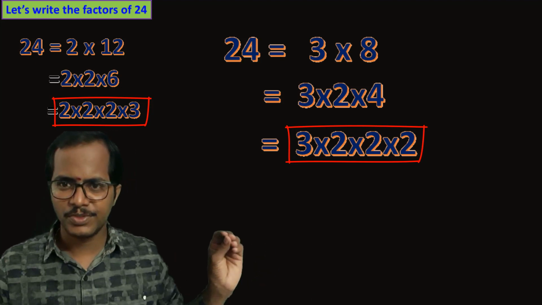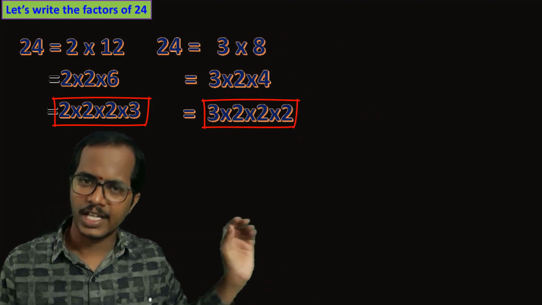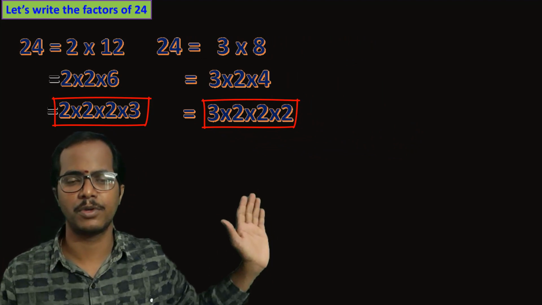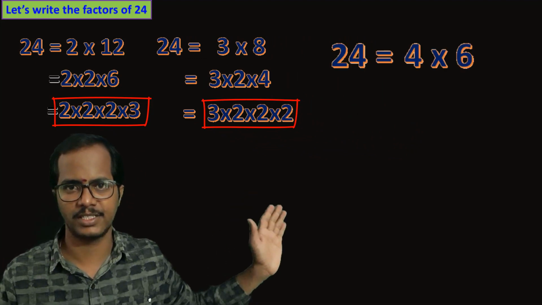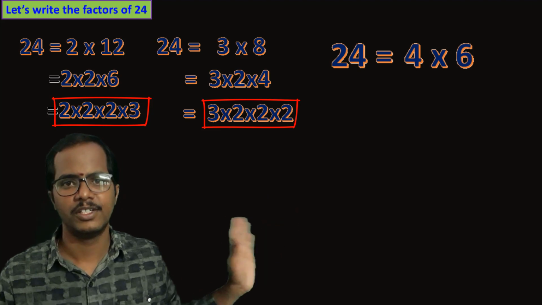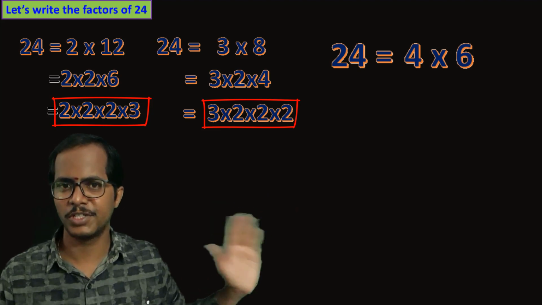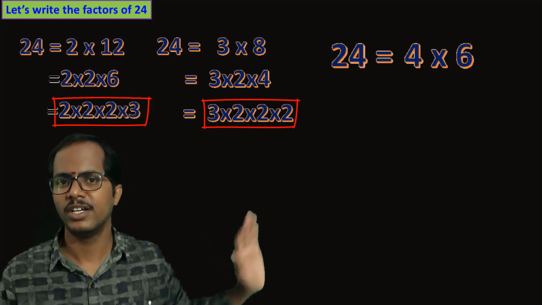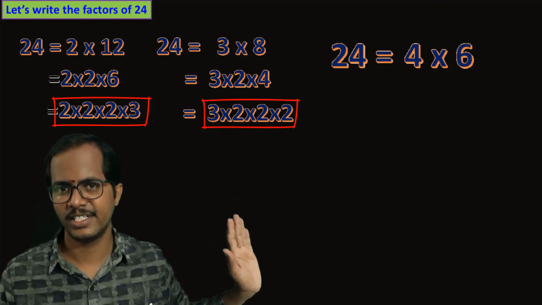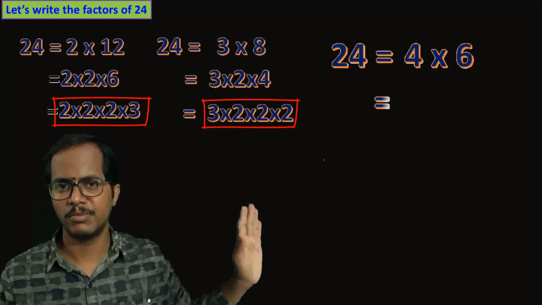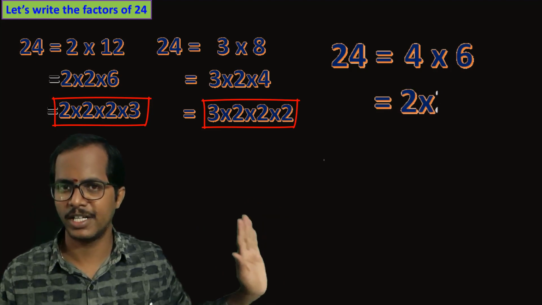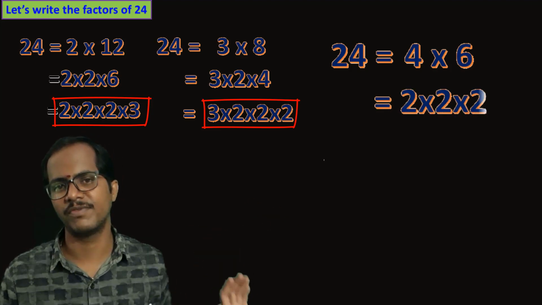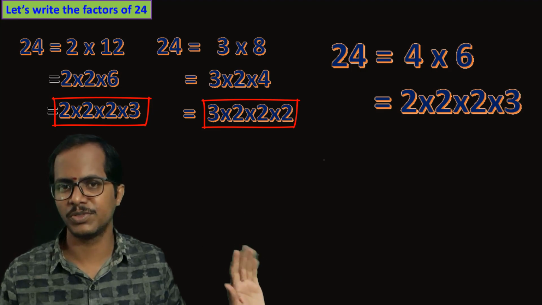Now let us do the prime factorization of 24 again using another pair of factors, that are 4 and 6. So 24 can be written as 4 into 6, where both 4 and 6 are composite numbers. So let us again do factorization. We get 4 can be written as 2 into 2 and 6 can be written as 2 into 3. Now what we get? 2 into 2 into 2 into 3.